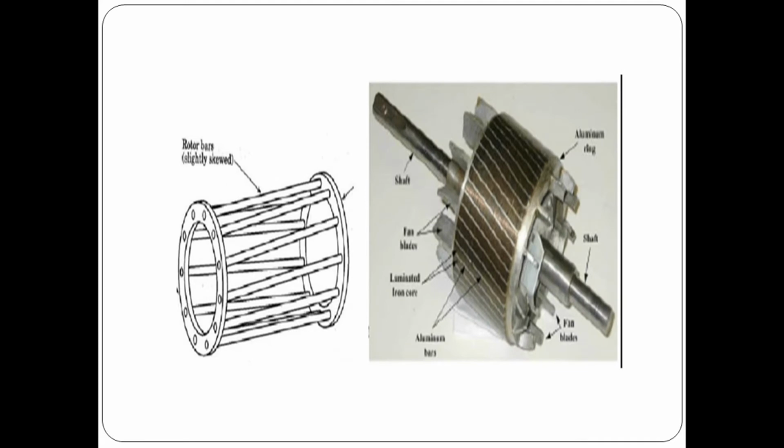This is also a side view of the rotor. Here the rotor bars are slightly skewed. To eliminate noise and eliminate harmonics, the rotors are skewed. Skewed means the bars are not directly horizontal; they are placed at some angle. Correct. So this is also a figure, with the aluminium ring and shaft. So it's a typical figure of a squirrel cage rotor.